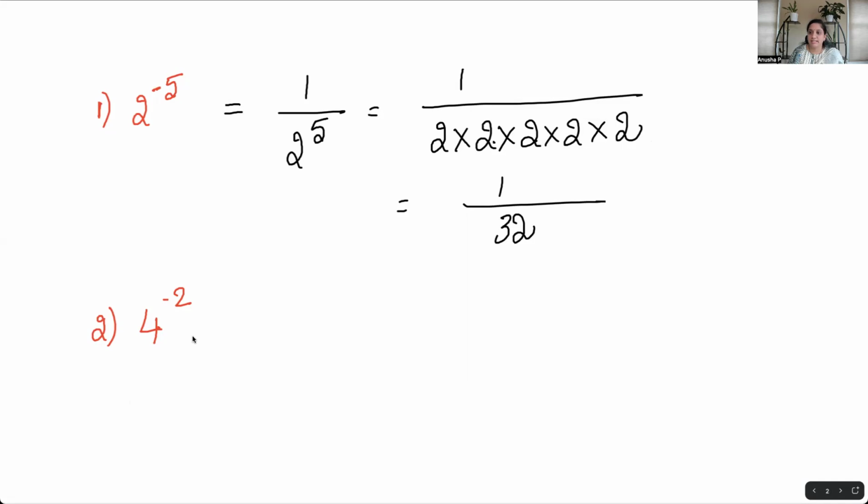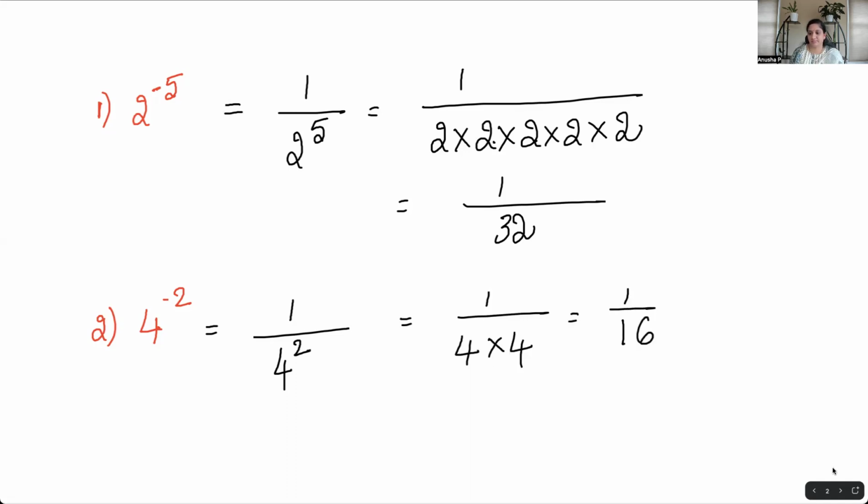Now, the second example is 4 to the power of minus 2. So the power is a negative exponent. If the power is a negative exponent, you will make it positive by bringing it to the denominator. The denominator is at the bottom, so it is 1 over 4 to the power of 2. So 1 over 4 times 4, which is equal to 1 over 16.